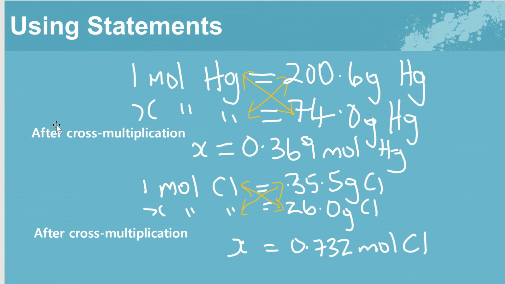And so, as usual, we like to look at the statements, right? And so we have 1 mole of mercury is equal to 200.6 grams of mercury. And so we're trying to find the moles, we cross multiply, make X the subject of the formula, and we get the number of moles. And the same for chlorine. 1 mole of chlorine is equal to 35.5 grams, and so we're trying to find how much is in 26 grams. Cross multiply and we get our answer, right? So notice that our answer is in 3 significant figures, as we have the numbers here.